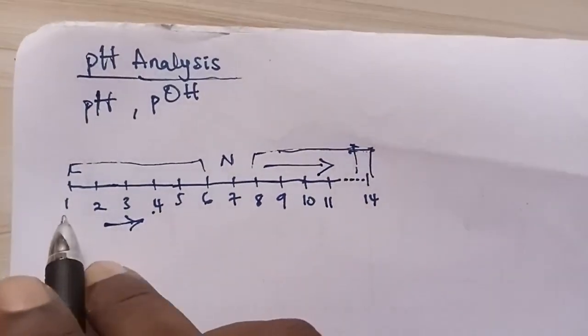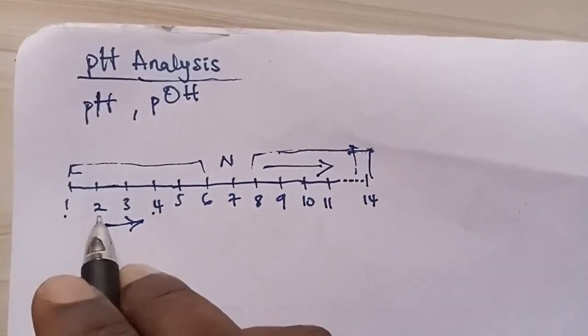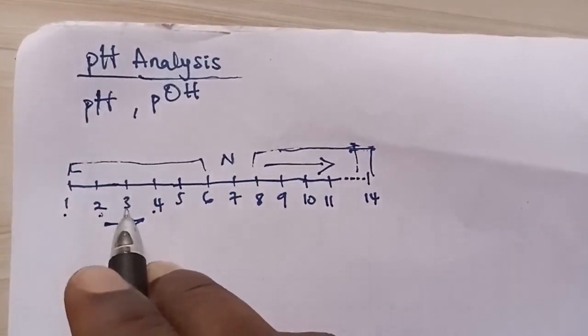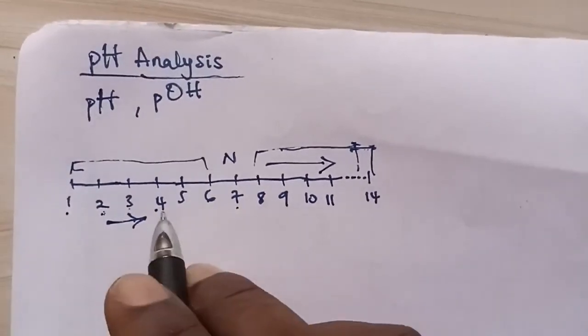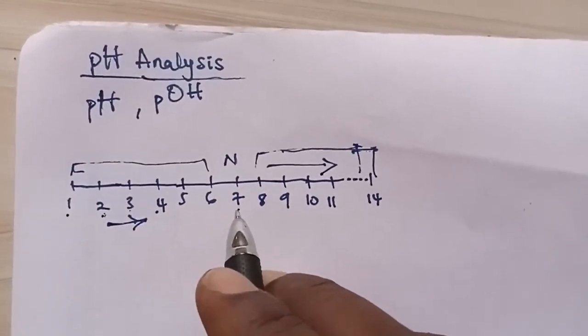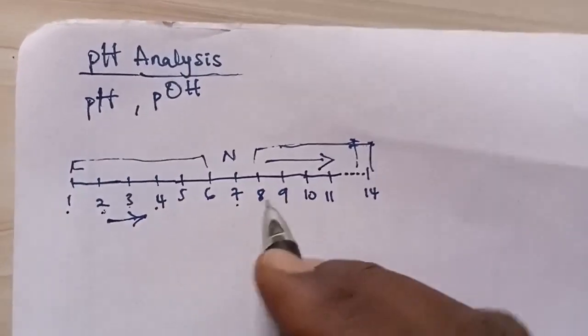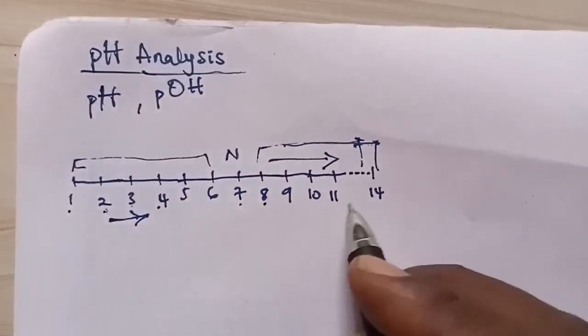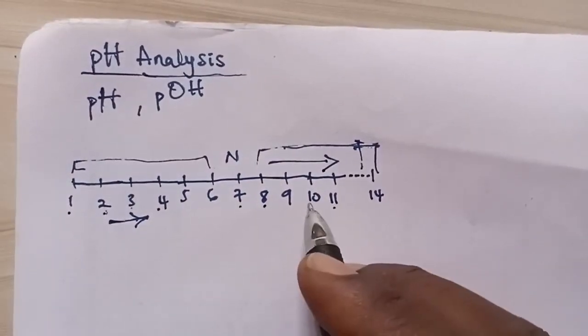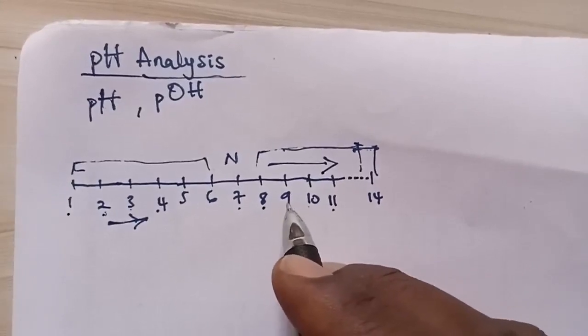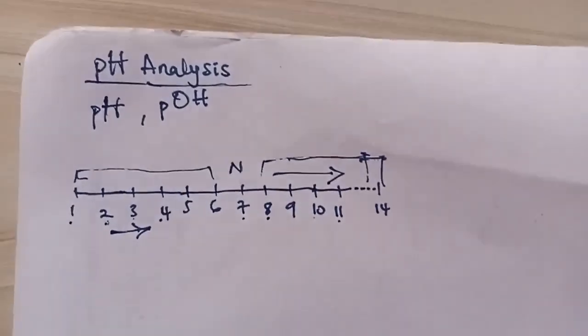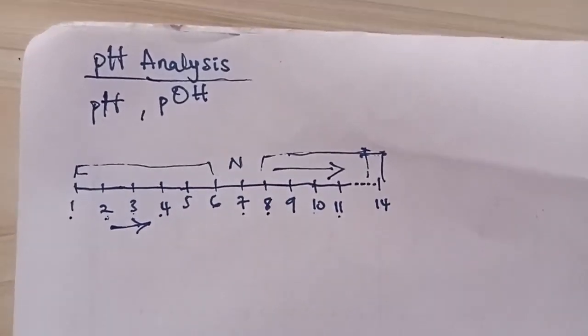So it means this is more acidic than this, more acidic than this. As it's moving towards 7, it is slowing down. So when you get to 7, it is neutral. As you are here, this is more alkaline than this. This is more alkaline than this. So as you are moving towards this, you are increasing in alkalinity.